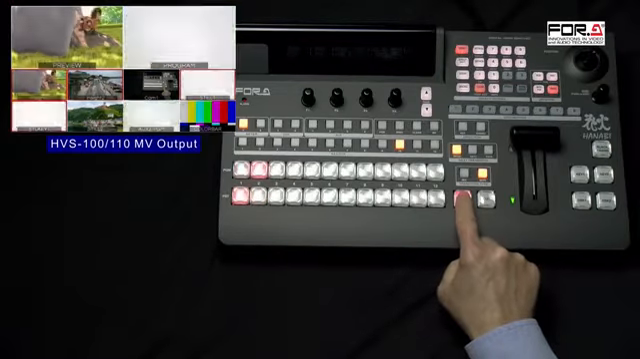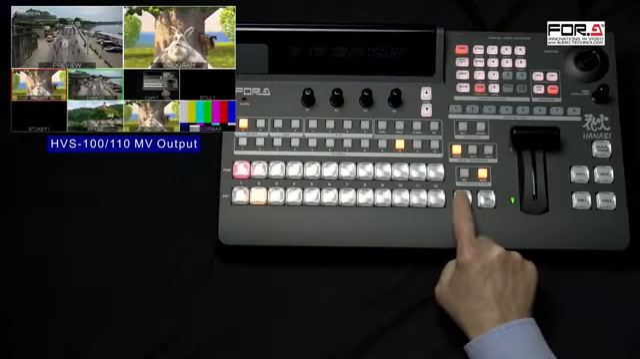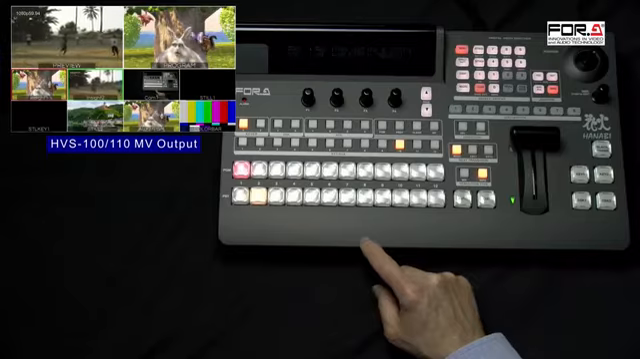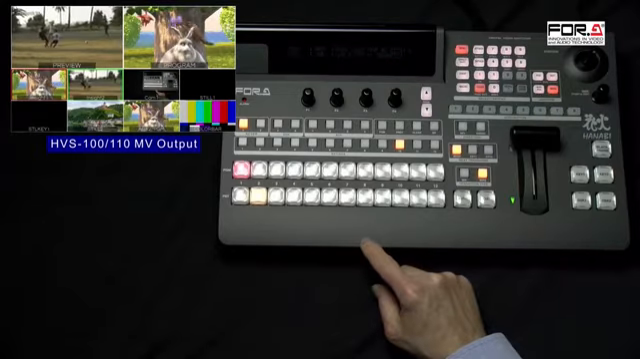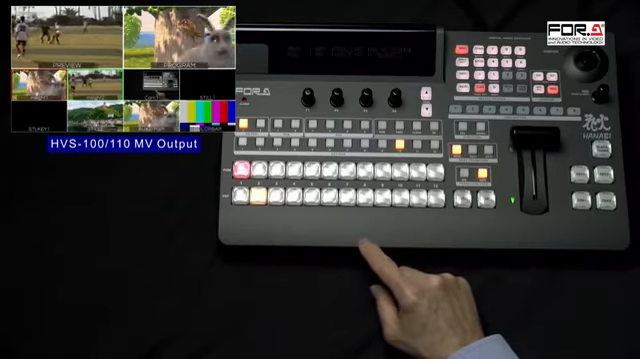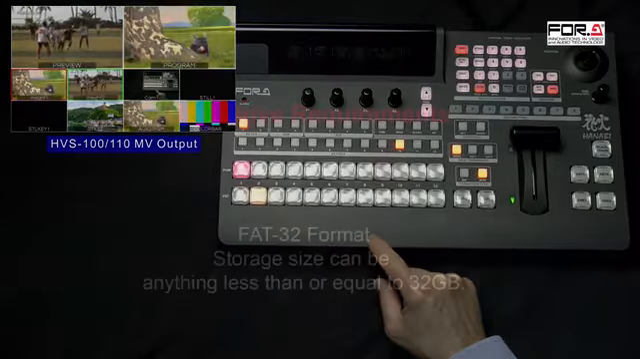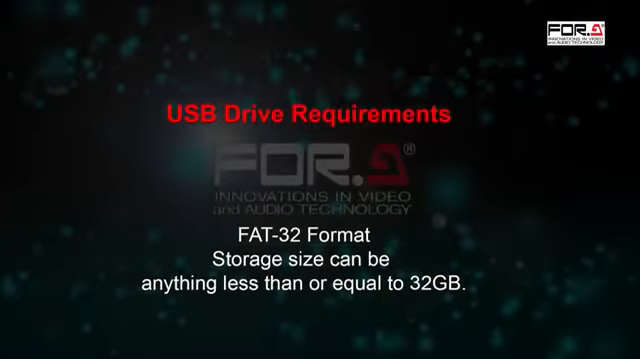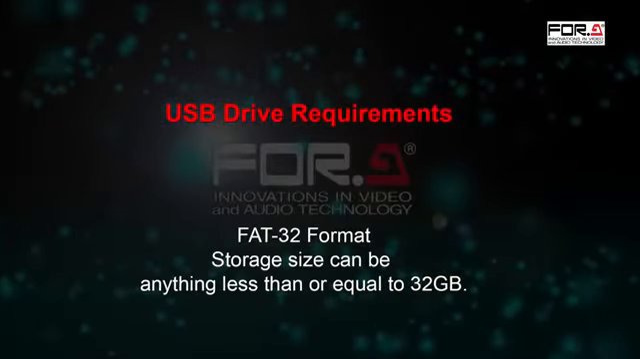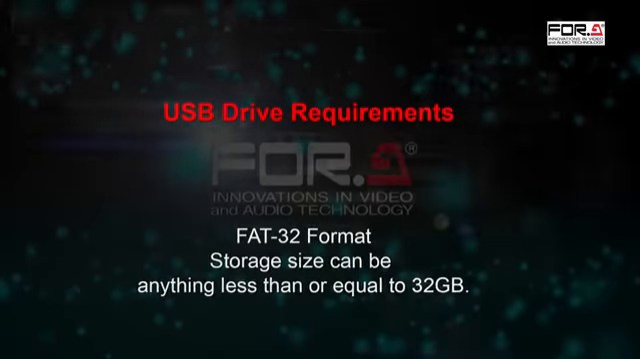In order to have your switcher save and load your CG wipe or stills that you have loaded into your switcher each time you turn it off and on, please insert a USB drive into the front of your HVS's main unit or next to the LCD screen of your HVS-110. This USB drive must be 32 gigabytes or less and formatted as FAT32.